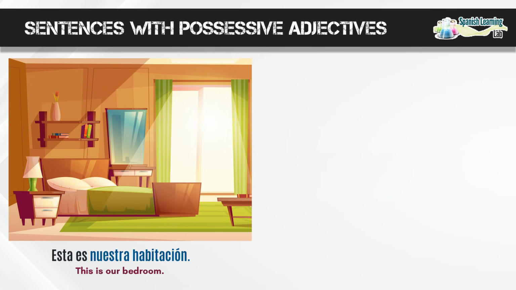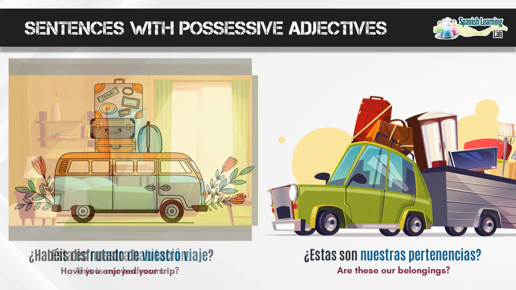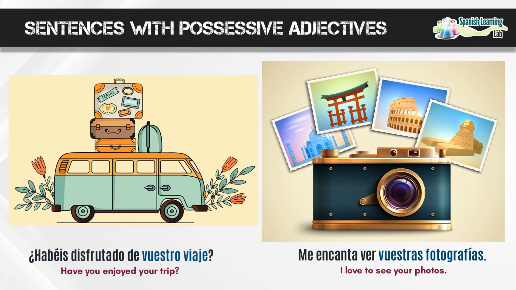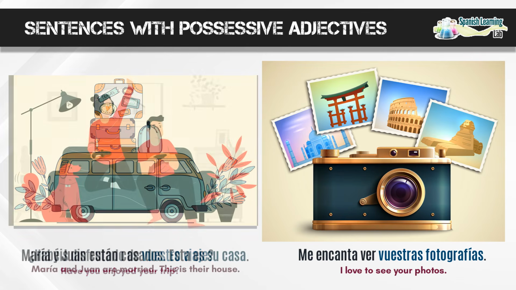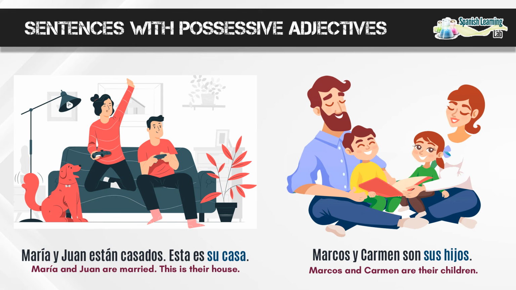Esta es nuestra habitación. ¿Estas son nuestras pertenencias? ¿Habéis disfrutado de vuestro viaje? Me encanta ver vuestras fotografías. María y Juan están casados. Esta es su casa. Marcos y Carmen son sus hijos.